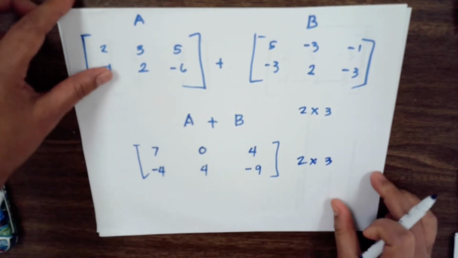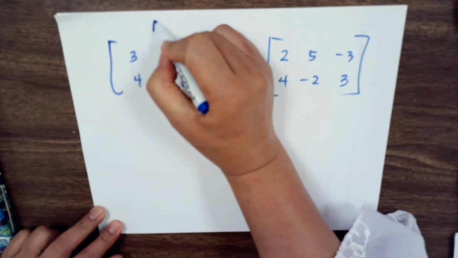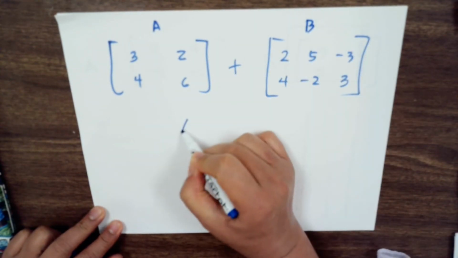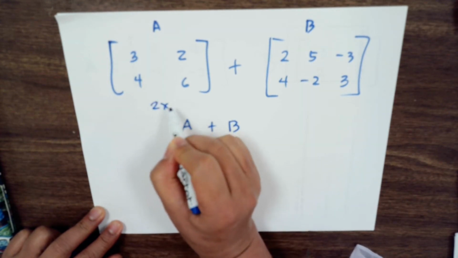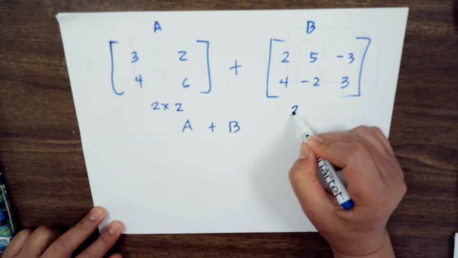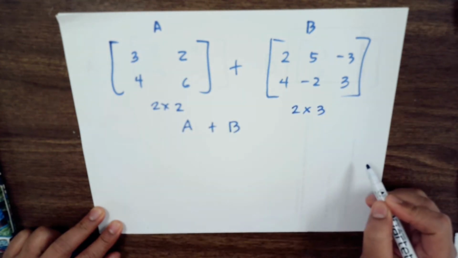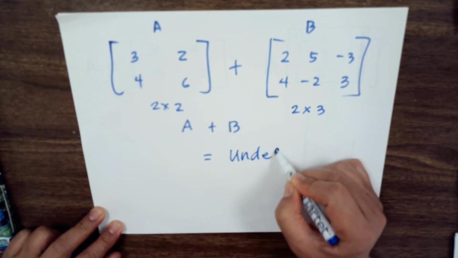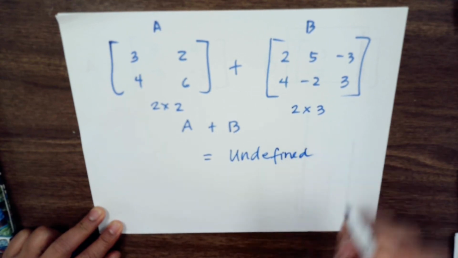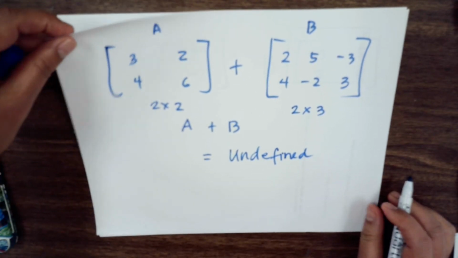Okay? Now let's say, for example, you would like to find the sum between A and B, so A plus B. As you can see, the order of this is 2 by 2, and the order of this is 2 by 3. Therefore, you cannot add A and B in this situation, and we can say that the sum of A and B is undefined. And that's it about addition of matrices.